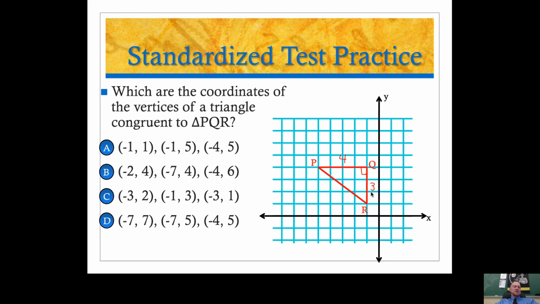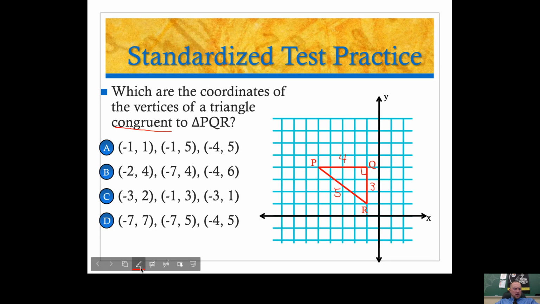And I don't know if we've talked about this yet, but if you have a right triangle where legs are 3 and 4, the hypotenuse is going to be 5. And if you didn't know that, you can't count this distance, but what you could do is use the distance formula to find the distance from P to R. So we have a 3, 4, 5 right triangle. What you need to do is find which one of these options is a 3, 4, 5 right triangle also, because if you can find a 3, 4, 5, that would have to be congruent to this triangle because of side, side, side.